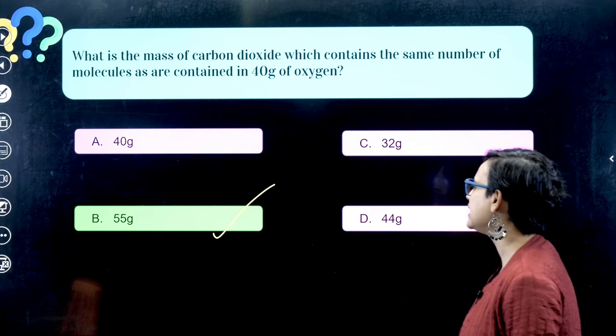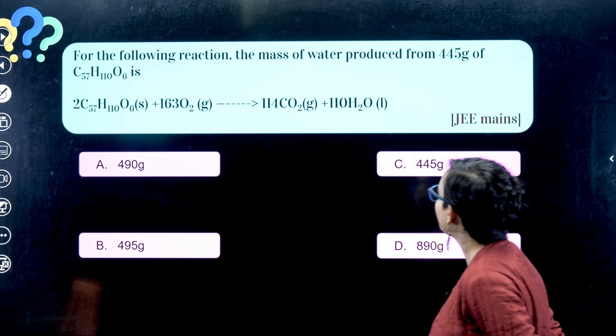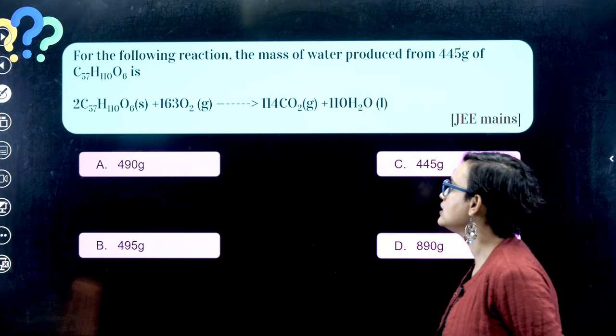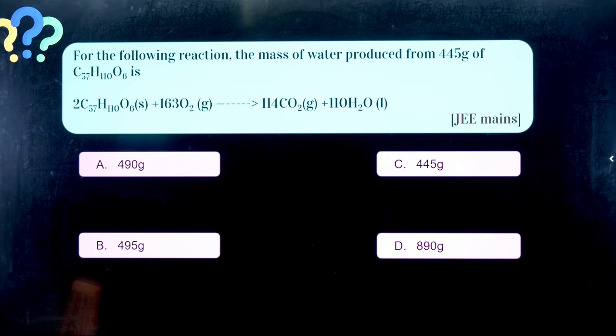Chalo. Now, for the following reaction, the mass of water produced from 445 gram of C57H110O6 is 257. Okay, this is the reaction given. And guess what? This question has come in the JEE Mains. So let's try to solve it, everybody. Shall we? Are we all with me? No? Who all are with me? Nobody. Chalo, let's read the question.